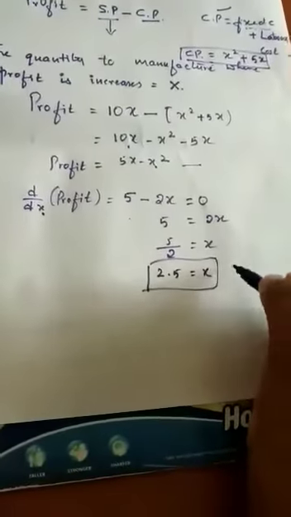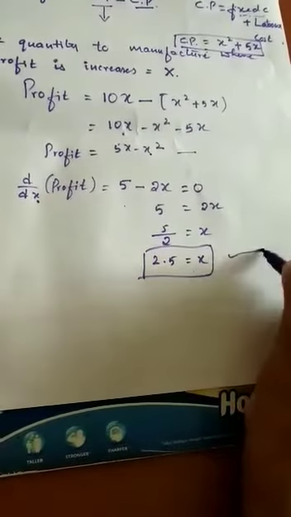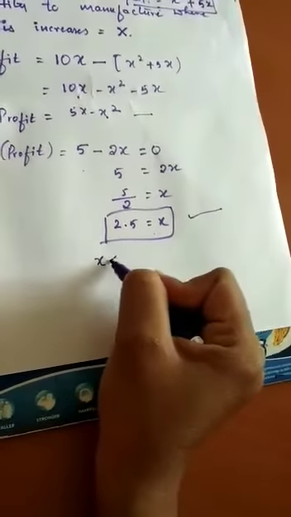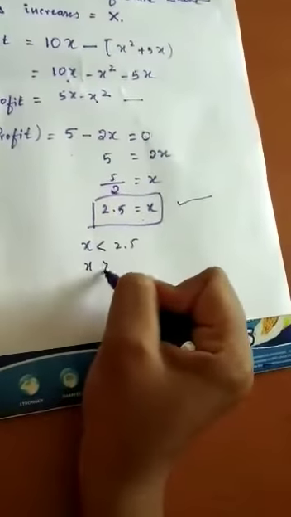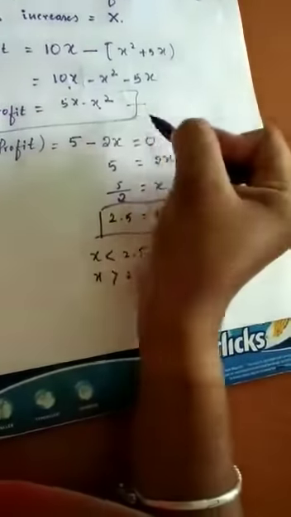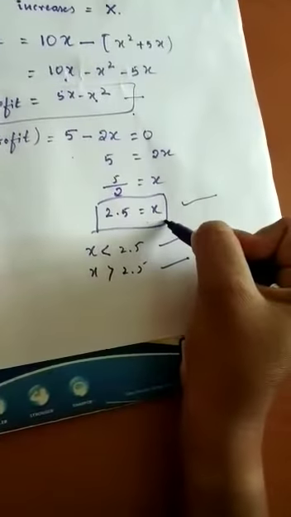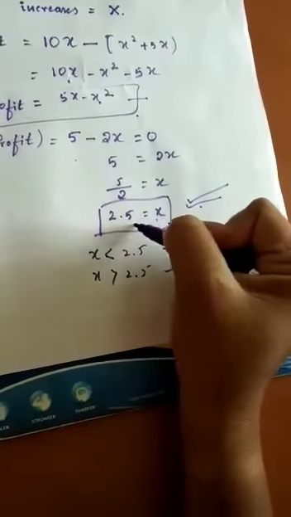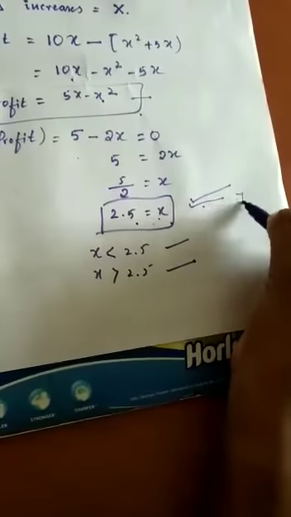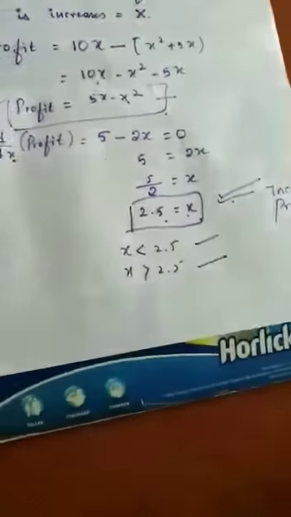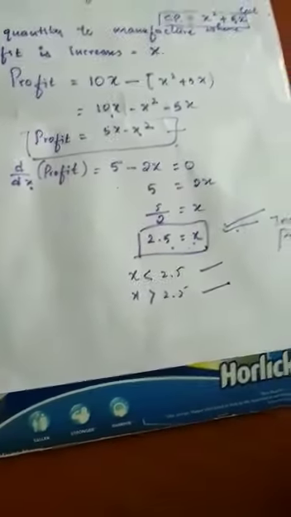Now we have to check whether at this value our profit is increasing or not. Therefore, I choose a lesser value of X and a greater value of X, and put these two values in the main equation. If we get a smaller profit than at this value, then X equal to 2.5 is the increasing profit. This is how we use differentiation in real life.